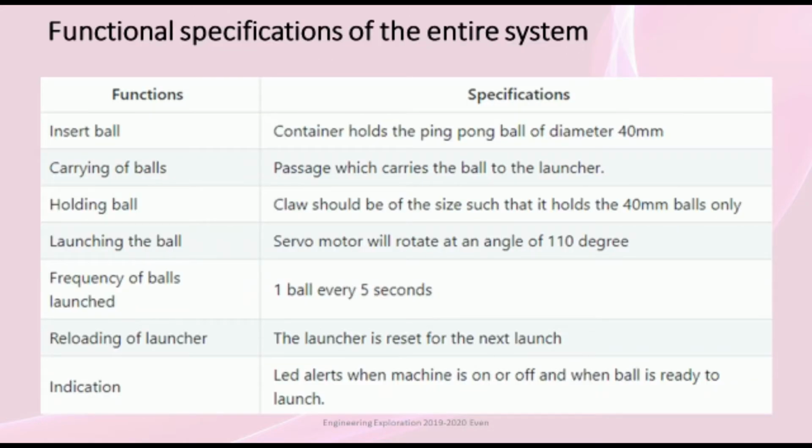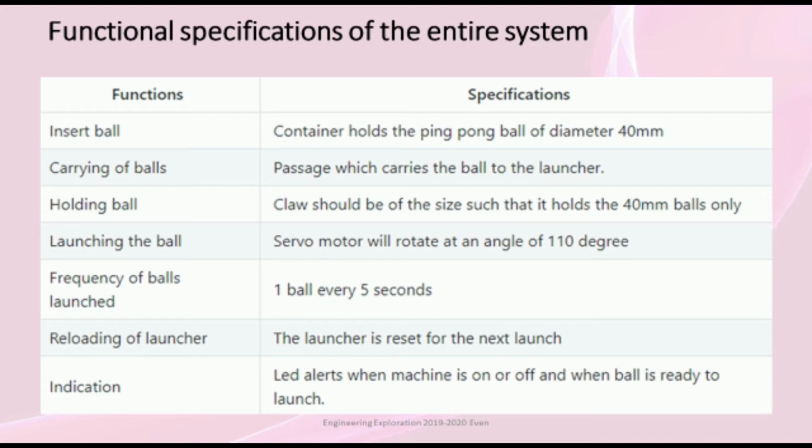Next in our project we have the functional specifications of the entire system. This is a very important portion of the project. Here is the list of functions with their dedicated specifications. For insertion of the ball, the container holds the ping pong ball of diameter 40 mm. Carrying of the balls is done by a passage which carries the ball. Holding is done by the claw, which should be of a size such that it exactly holds 40 mm balls only.